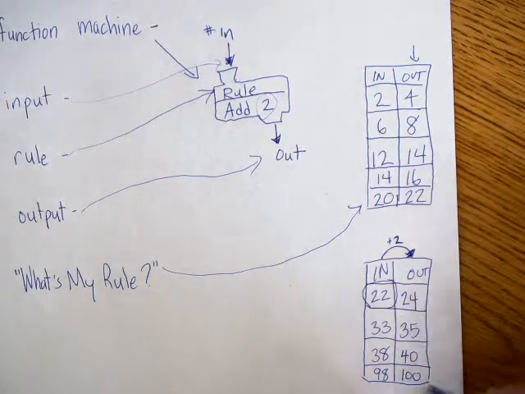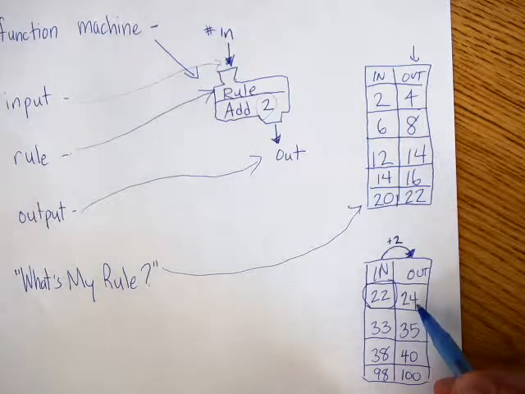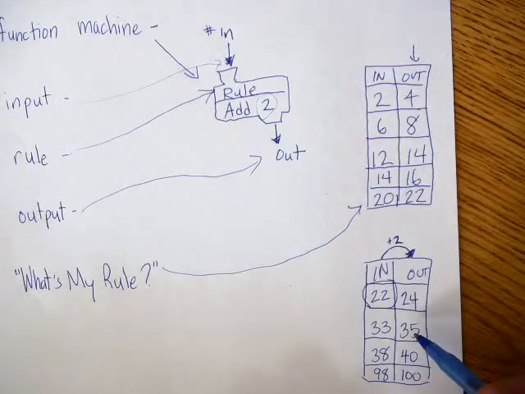So you're going backwards. And then look, if I put 22 in, I'd get out 24 because it's adding 2. If I put 33 in, I'd get out 35.